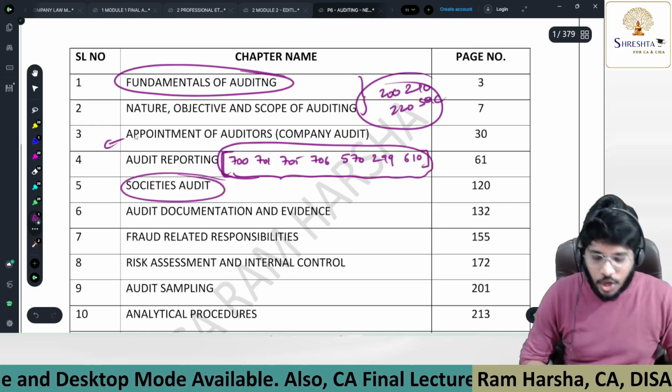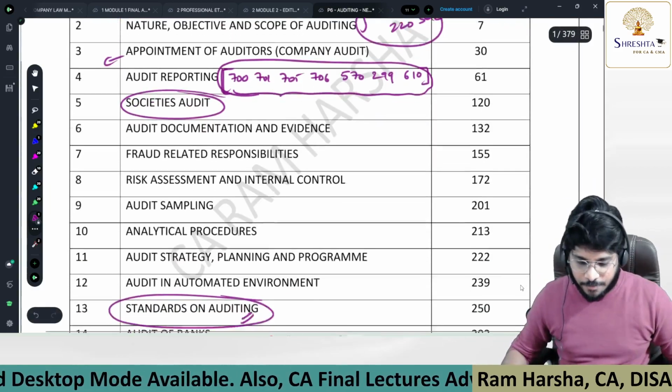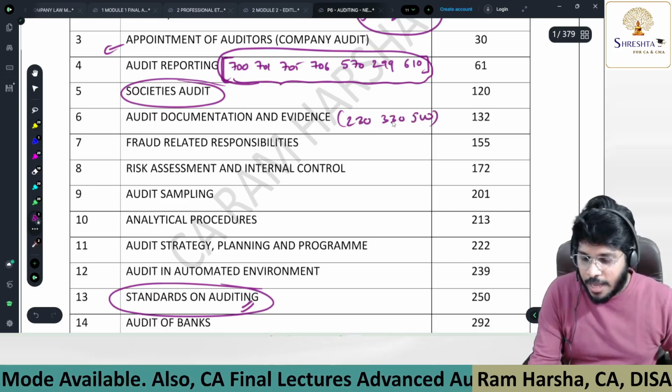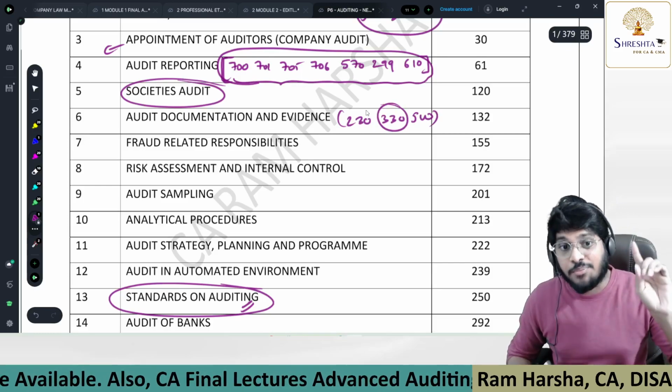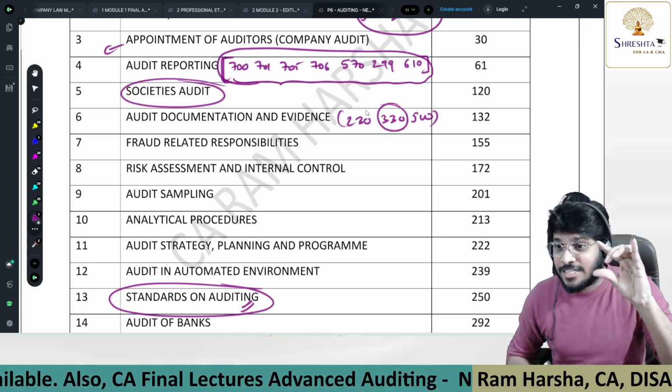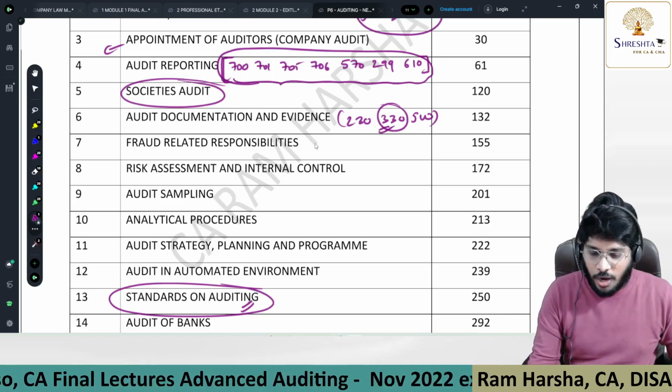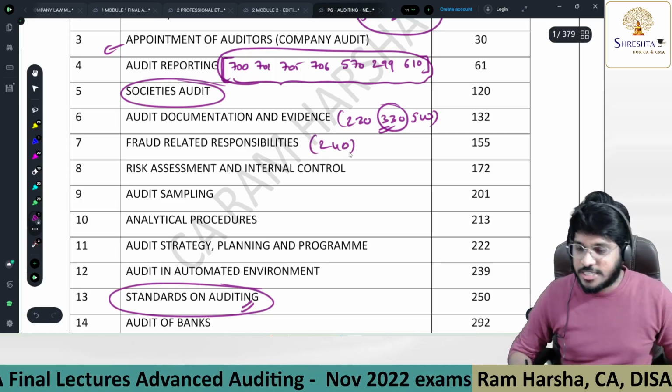Appointment of auditor is a law; that's completely a legal provision. Audit documentation and evidence covers 230, 330, 500. Actually, we don't have the 330 standard, but some 330 related content is covered already as part of this chapter. Fraud is exclusively talking about the 240 standard.